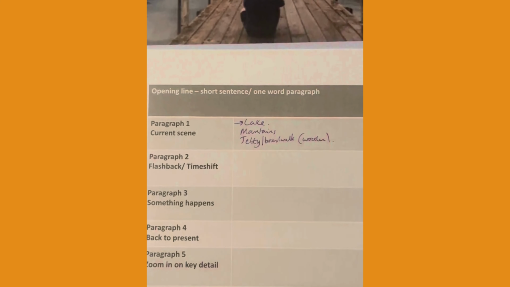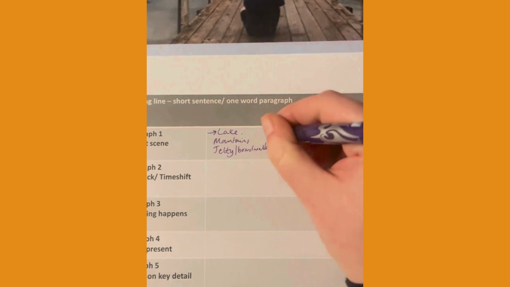Things we can also see in terms of weather. So the sky is grey, it's cloudy, it's miserable. We can also see in the distance there may be some blue sky. And this is essentially how you plan.